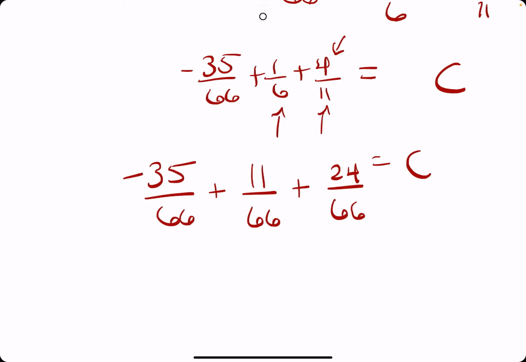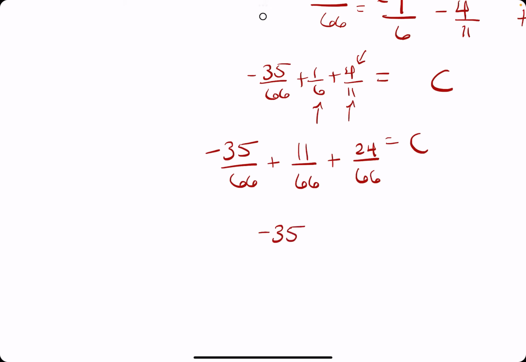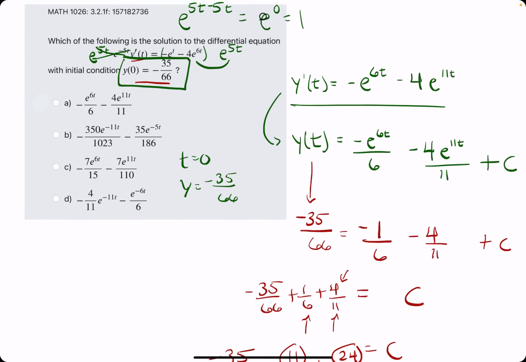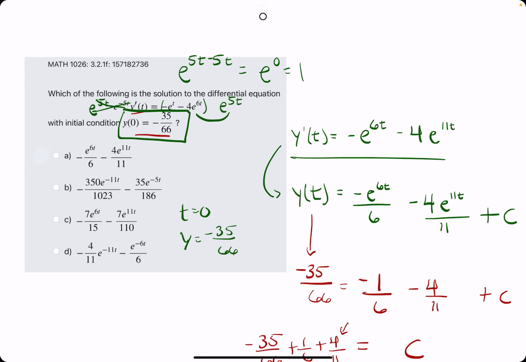So we get 24. And so coincidentally, negative 35 plus 11 plus 24 is 35, and everything has a denominator of 66. Regardless, we have 0 on top, therefore C is 0. And if I'm not mistaken, I want to say the C will always work out to 0.